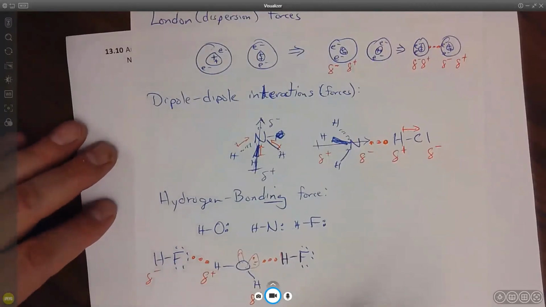Okay, so no questions about intermolecular forces. So this, again, is something you should have learned from Chem 110, and was really important.